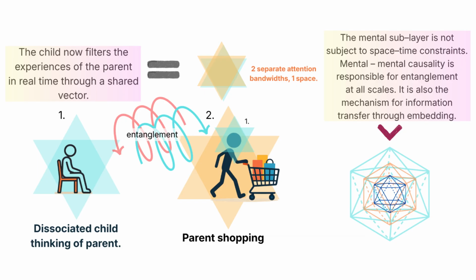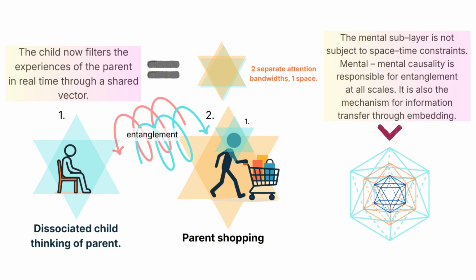And to use one example here as an explanation of something that we are starting to unravel, will be telepathy. As we can see on the left, we have a dissociated child thinking of the parent. And in the middle, we have the parent shopping. The child has the blue mind. The parent has the orange beige mind.